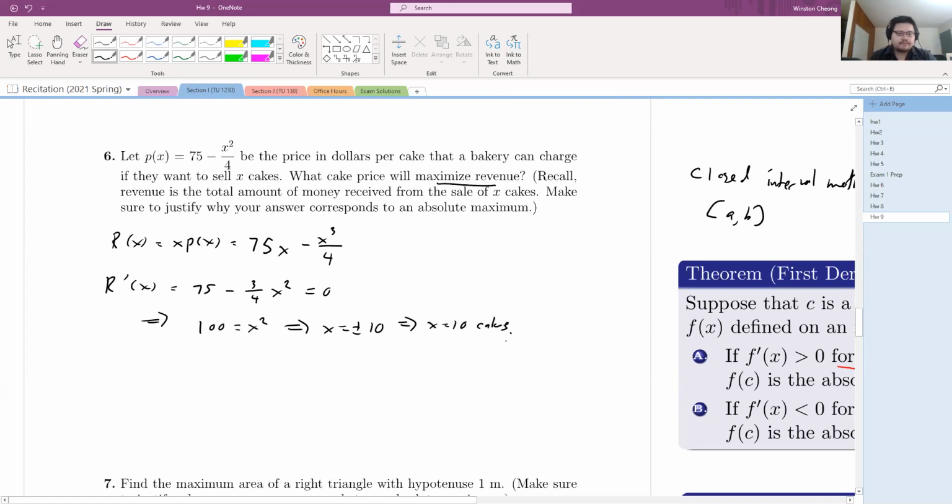And well, it's a critical point, but what kind of critical point is it? And also, is it absolutely what we are claiming it to be, which is an absolute maximum? Well, let's see. What can we do?